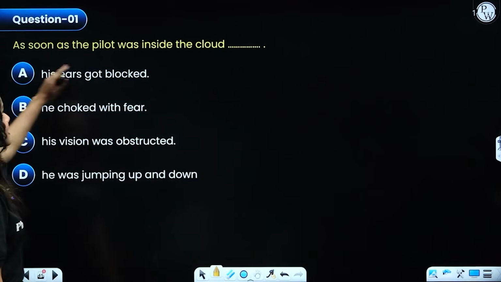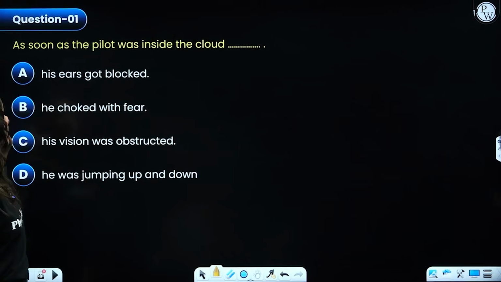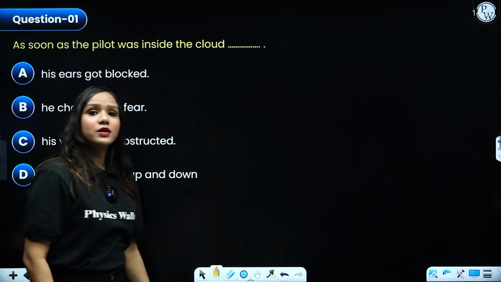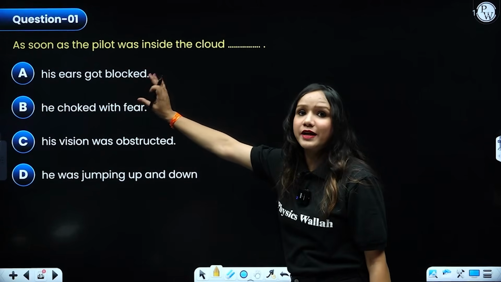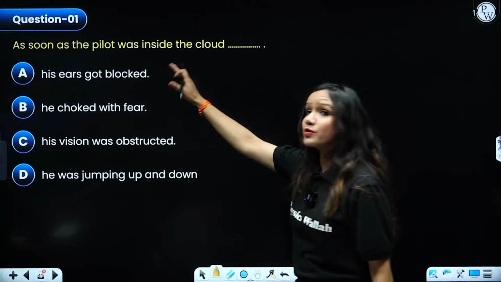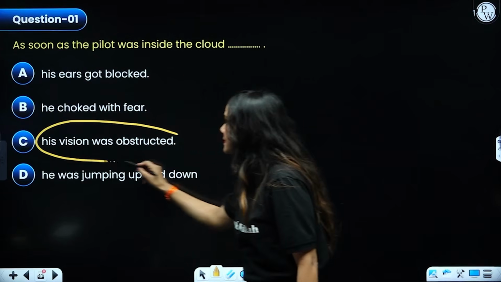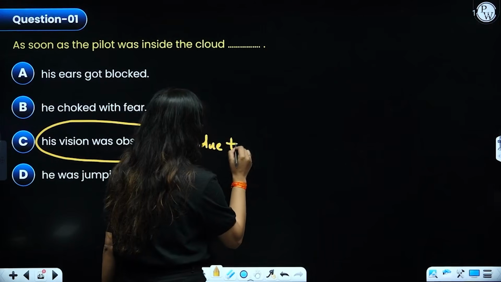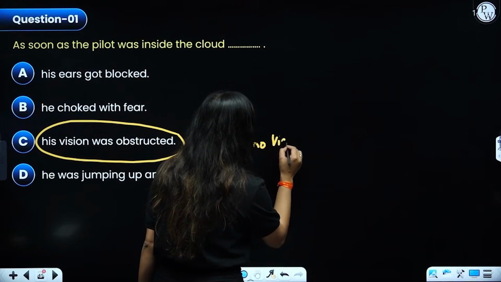The question: as soon as the pilot was inside the cloud, his ears got blocked, he choked with fear, his vision was obstructed, he was jumping up and down. What was happening? These two factors are not that relevant. Now let us see these two options. His vision was obstructed as soon as the pilot was inside it. What happened? First of all, his vision got obstructed. And what was the reason? Due to no visibility.